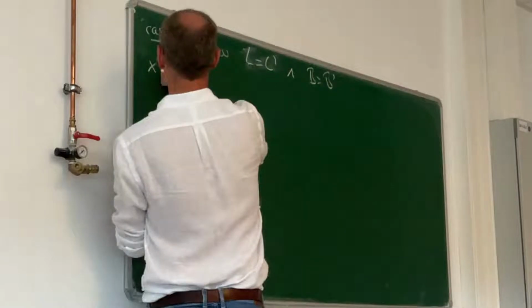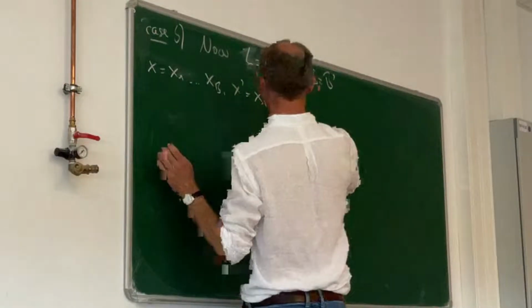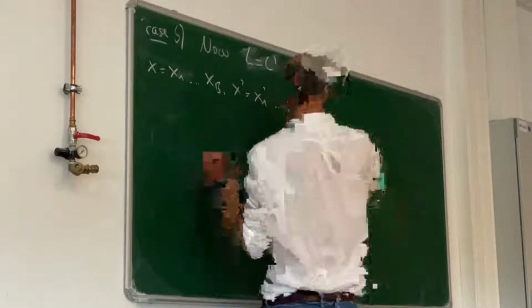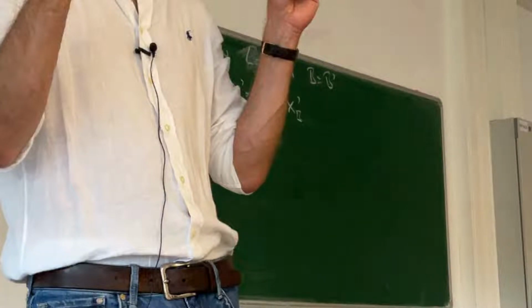So, okay, we have x is equal to x1 up to xb, and x prime is equal to x1 prime up to xb prime. So no need to prime the b because they are the same. And these are the padded things already, and they do have the same length.